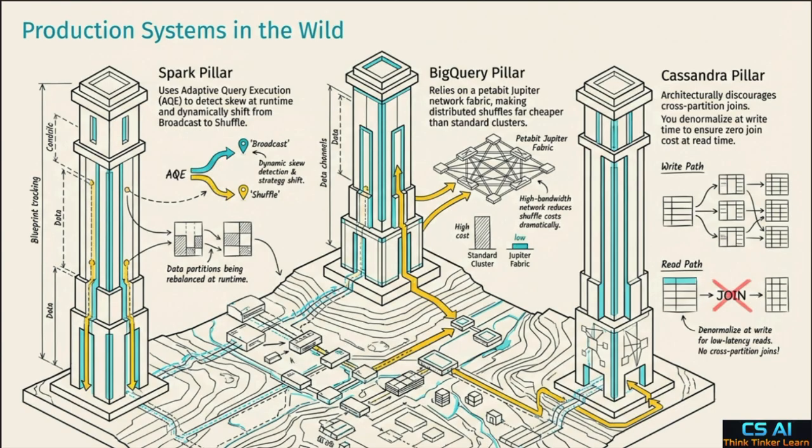Let's look at how production systems handle this. Spark uses adaptive query execution to detect skew at runtime and switch strategies. BigQuery relies on a petabit network fabric to make shuffling cheap, and Cassandra avoids cross-shard joins entirely by forcing you to denormalize at write time. Every giant has a different philosophy for managing this complexity.